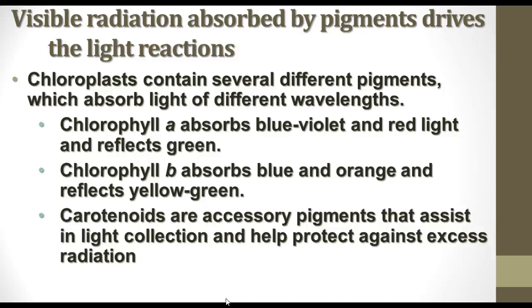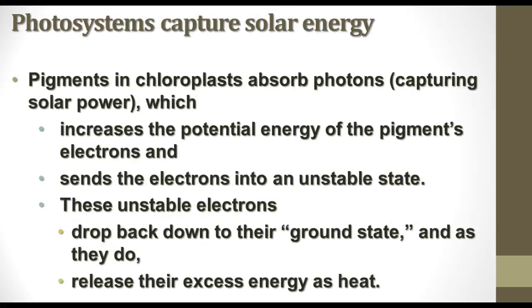There are also other pigments found in plants, and you see this sometimes in leaves that are different colors. One important group of accessory pigments are called carotenoids, and they also assist with light collection, and also part of their purpose is to help protect against excess radiation. They absorb some of those really high energy wavelengths to keep there being too much energy absorbed by the chlorophylls, which could be damaging to the tissues.